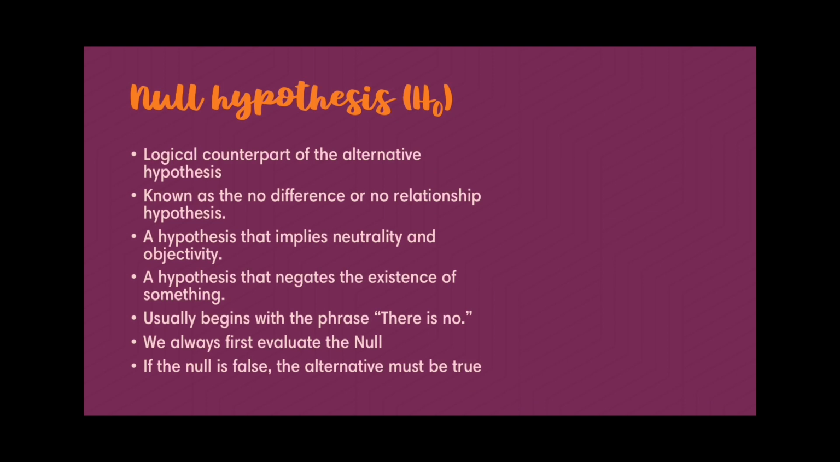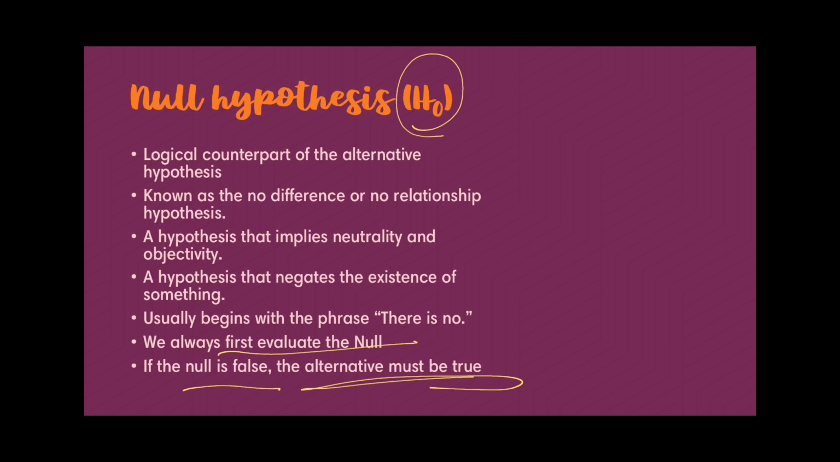And then we also have the null hypothesis or statistical hypothesis, or H0. It is a logical counterpart of the alternative hypothesis, known as the no difference or no relationship hypothesis. It basically is a hypothesis that implies neutrality and objectivity, a hypothesis that negates the existence of something, and it usually begins with the phrase "there is no." In statistical testing or hypothesis testing, we first evaluate the null before we evaluate the directional alternative hypothesis. If the null is false, then the alternative must be true, right?